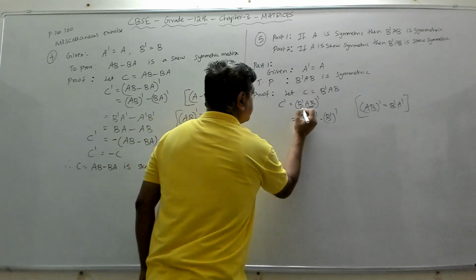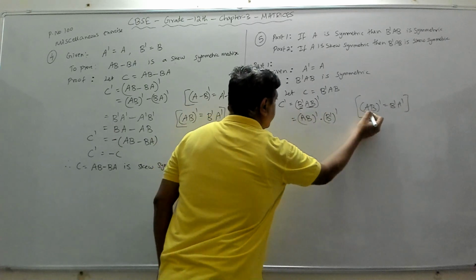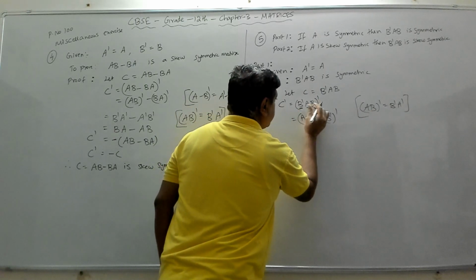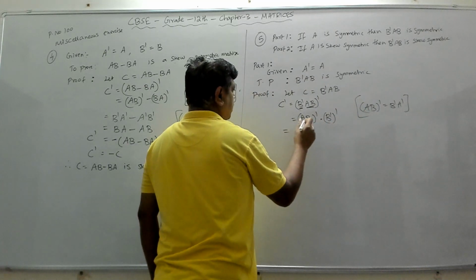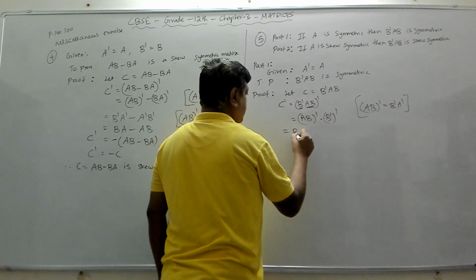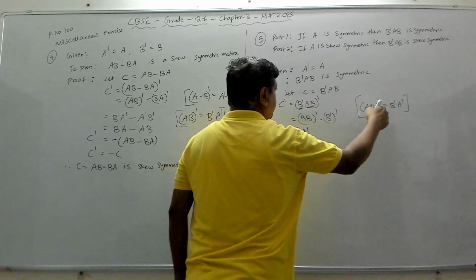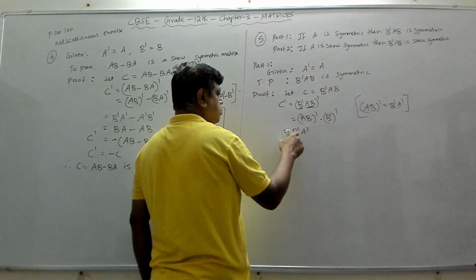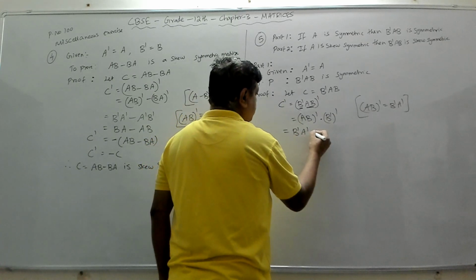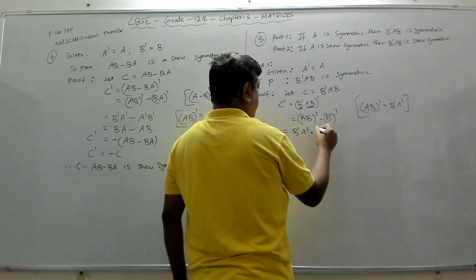Right? So I take this as A and I take this AB together as B. If you apply this, you'll get this. Now what is AB the whole transpose? That is again B transpose A transpose. Again applying this, here I am taking A as A, B as B. So AB whole transpose is B transpose A transpose into, what is B transpose whole transpose? That is B.